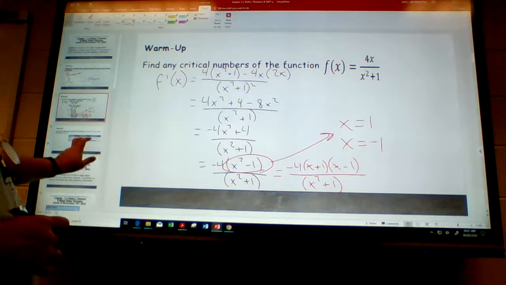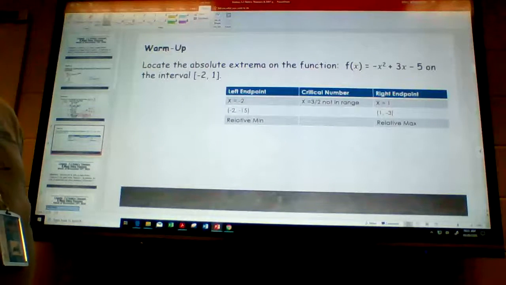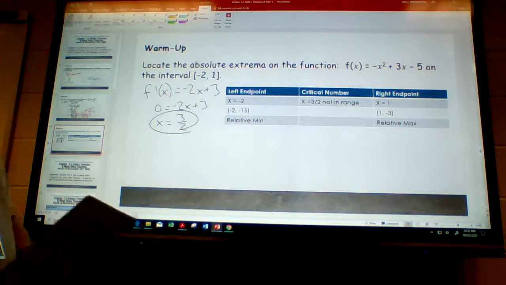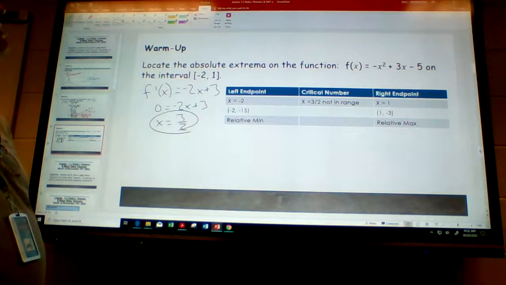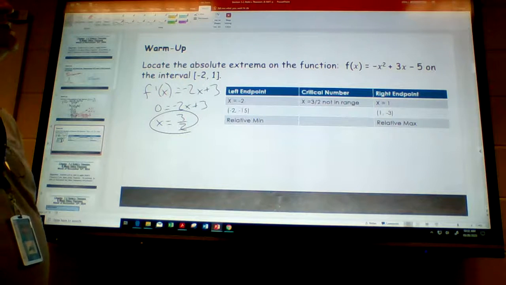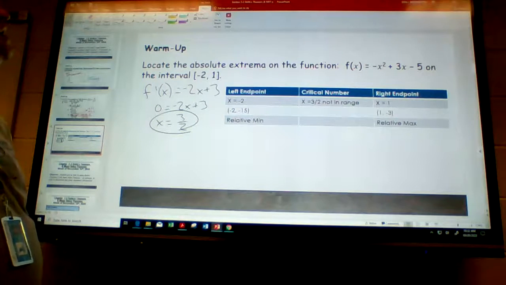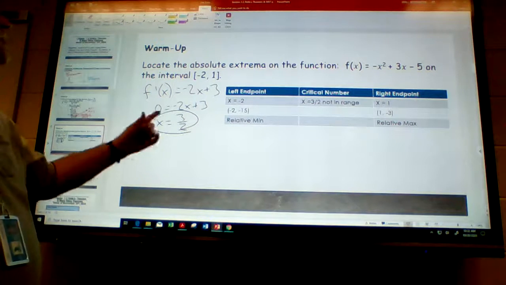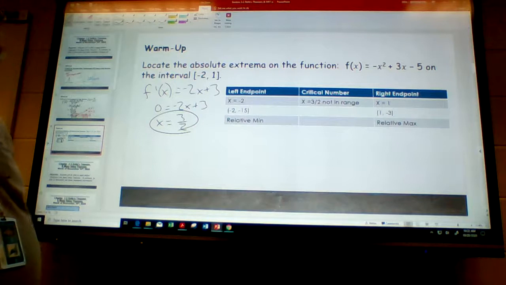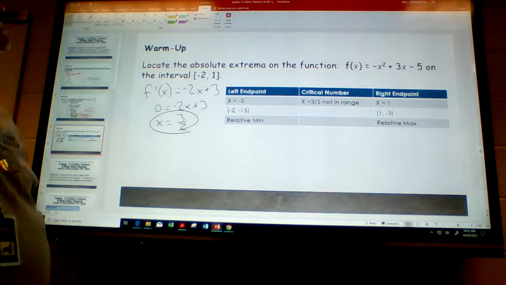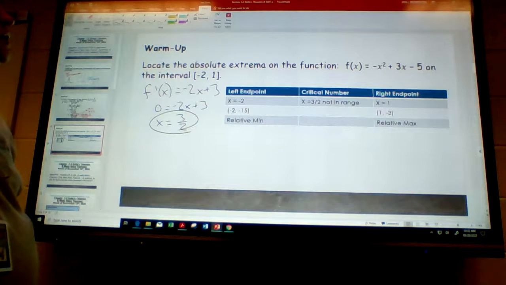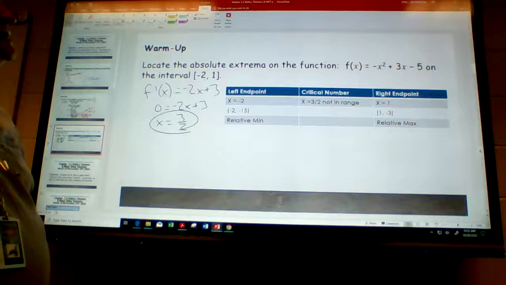All right, now. Okay, real quickly, we look at the following. It says locate the absolute extrema on the function. So f of x equals -x squared plus 3x minus 5 on the interval from -2 to +1. Well, we do f prime of x, you get -2x plus 3. Well, when you solve it, you get a critical number of x equals 3/2. Well, if you look, 3/2 is not in the range, so we can't actually use it as a critical number. So we have our two endpoints, which are x equals -2 and x equals +1.